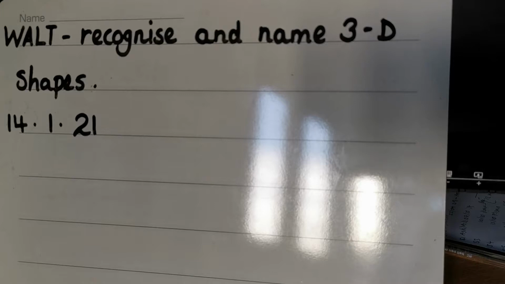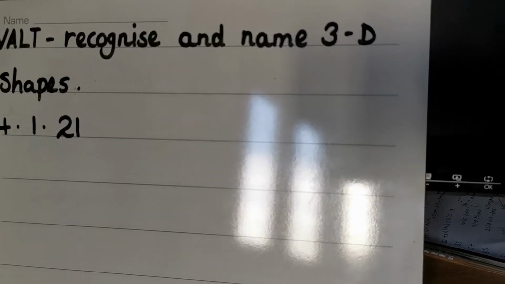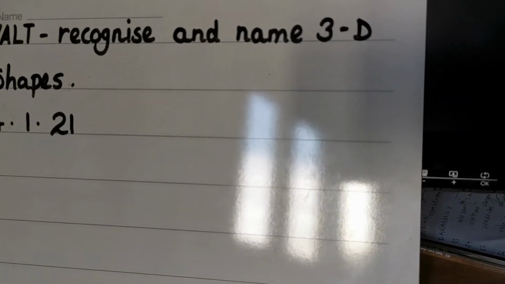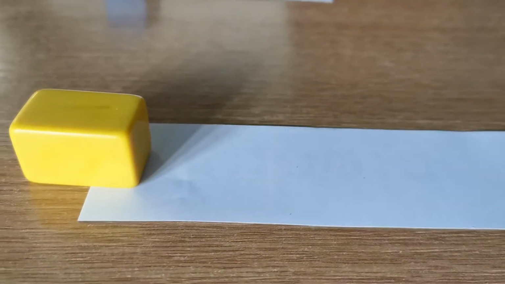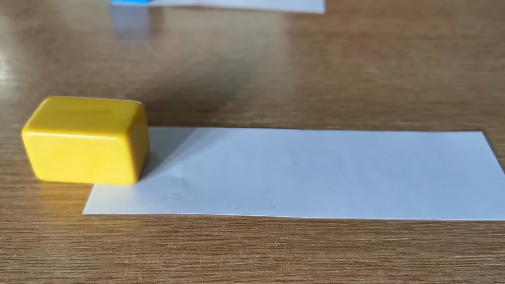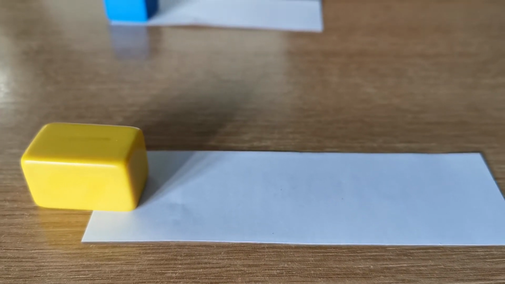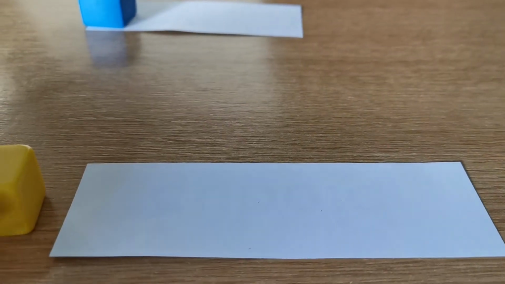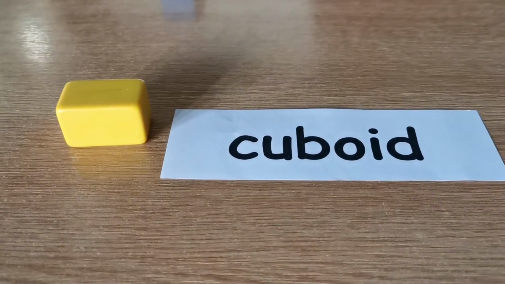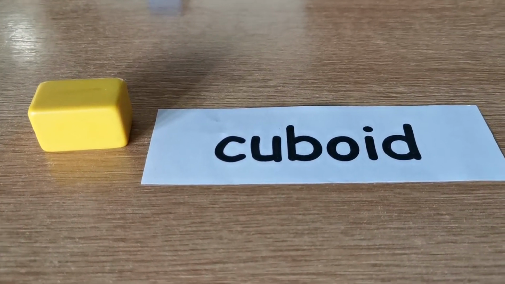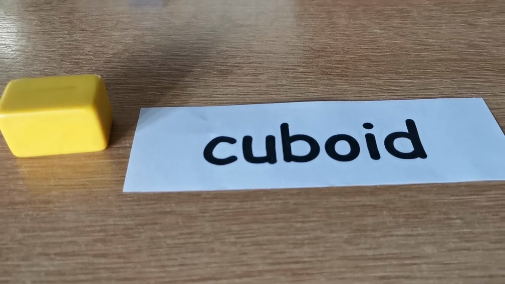So first of all, quick quiz. Can you remember the names of the 3D shapes that we practiced yesterday? Let's have a look. Right, have a look at this one first. Can you remember what that shape is called? Turn the ticket over, see if you were correct. It's a cuboid. Were you right? Give yourself a pat on the back if you were.